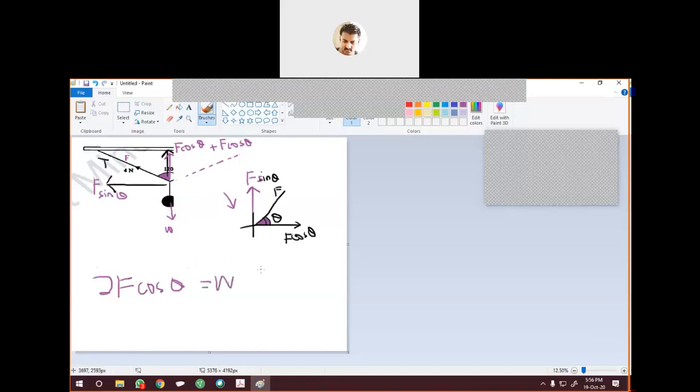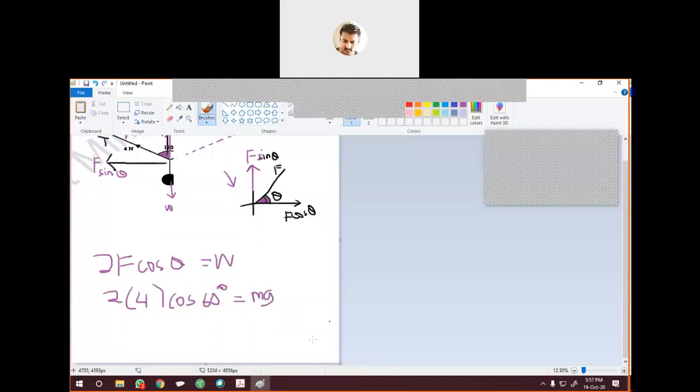Very good, Rishika. So what's your F now? It's 4, right? So put that 2 and here 4. What is your theta, Rishika? Just now it was 120, so half of this is 60. Good job. So this is cos 60 degrees, equal to W. What is W equal to, Rishika? Yes, correct, mg. Good job.